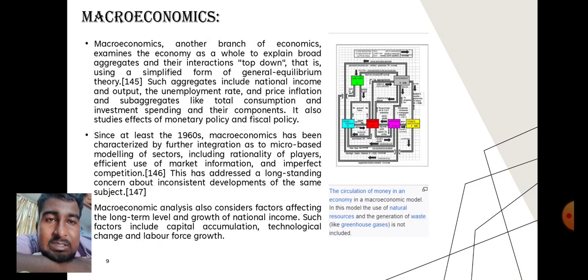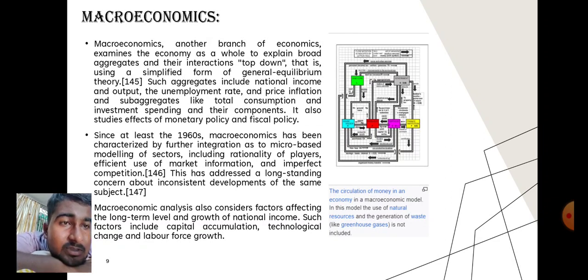Since at least the 1960s, macroeconomics has been characterized by further integration of micro-based modeling of sectors, including rationality of players, efficient use of market information, and imperfect competition. This has addressed a long-standing concern about inconsistent developments of the same subject. Macroeconomic analysis also considers factors affecting the long-term level and growth of national income. Such factors include capital accumulation, technological change, and labor force growth.